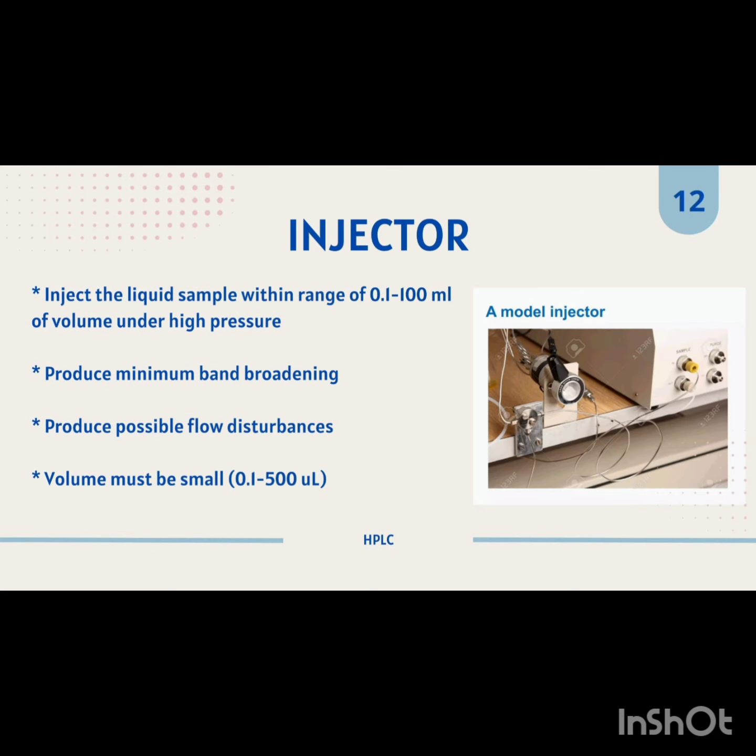Injector. Injects the liquid sample within a range of 0.1-100 ml of volume under high pressure. Produces minimum band broadening and minimum possible flow disturbances. Volume must be small, 0.1-500 µl.